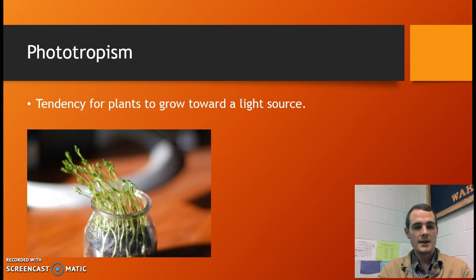Phototropism. It is the tendency for plants to grow towards a light source. As you can see in this jar right here, you have many plants, and the window sunlight is most likely on this left side over here. Therefore, these plants are stretching towards that sunlight in order to reach that light, because, as you know, plants want to photosynthesize and they need light. Therefore, they're trying to get to that sunlight.